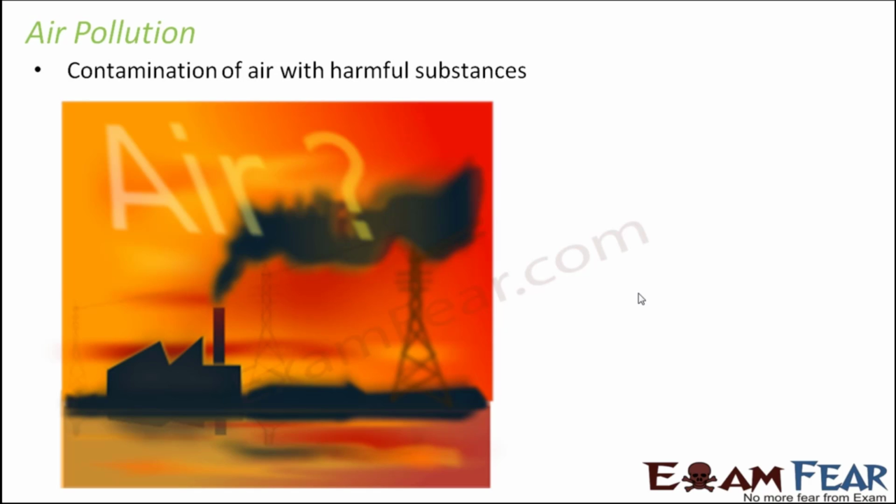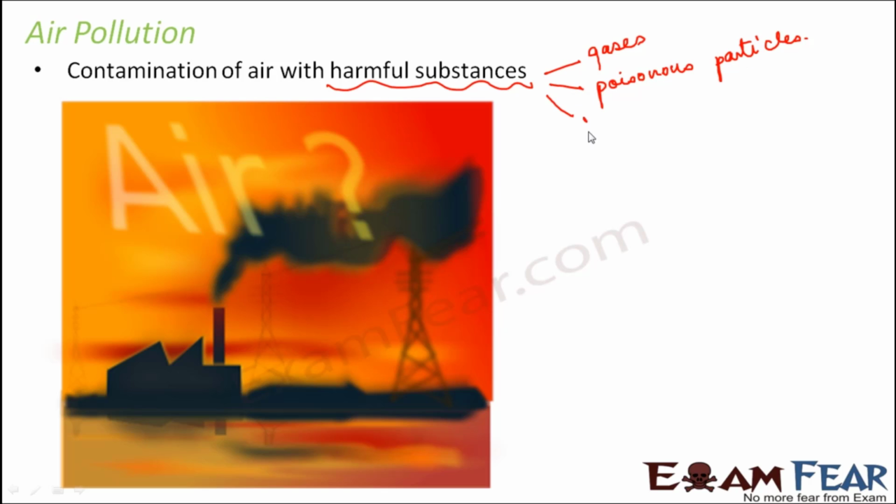So when the air gets mixed up with some harmful substances. What could these harmful substances be? They could be some harmful gases, or some poisonous particles, which might not be gases but some poisonous chemicals, or even some biological molecules which, when present in excess amount, can be harmful for life forms. Any of these harmful substances getting mixed up in the air pollutes the air or makes the air dirty, and that is when we call it air pollution.